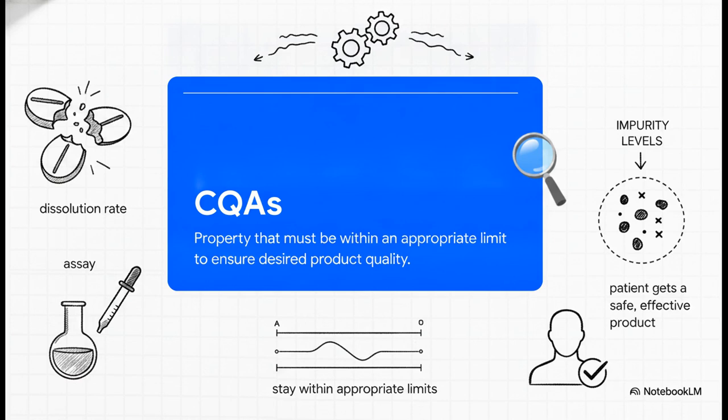To put it simply, critical quality attributes, or CQAs, are your non-negotiable outputs. These are the things we absolutely must protect. They are derived directly from the QTPP and some really rigorous risk assessments. We're talking about properties like dissolution rate, assay, or impurity levels. They absolutely must stay within appropriate limits, because at the end of the day, that's how we ensure the patient gets a safe and effective product.